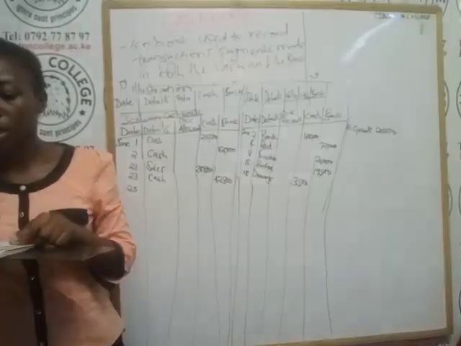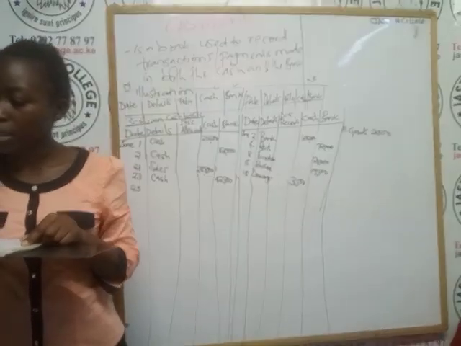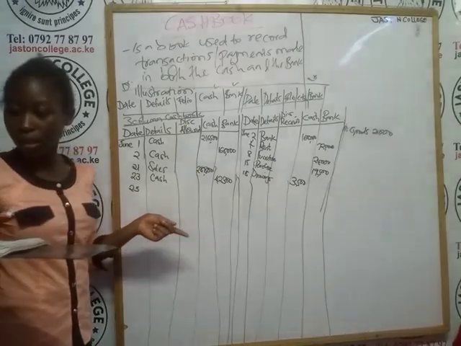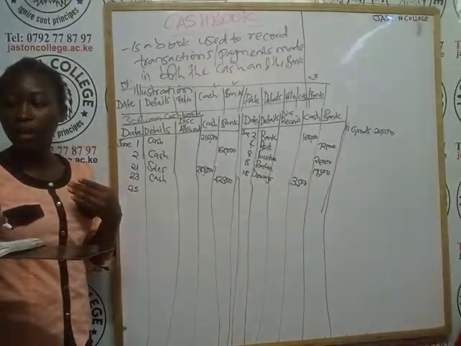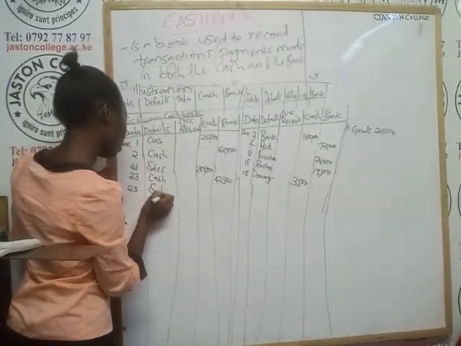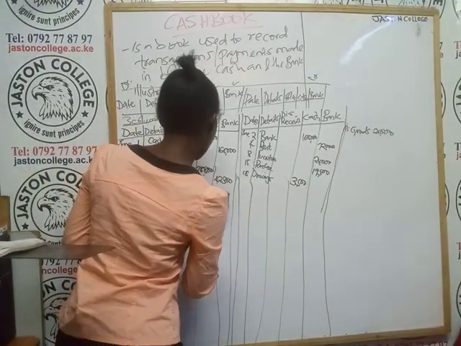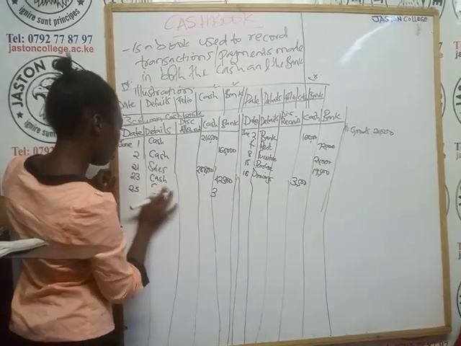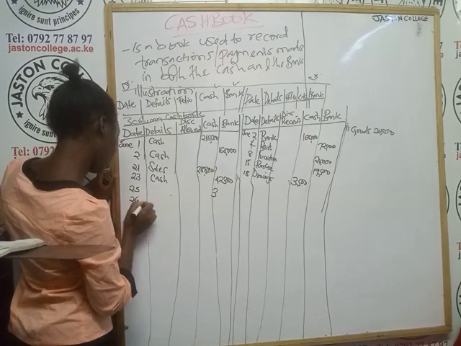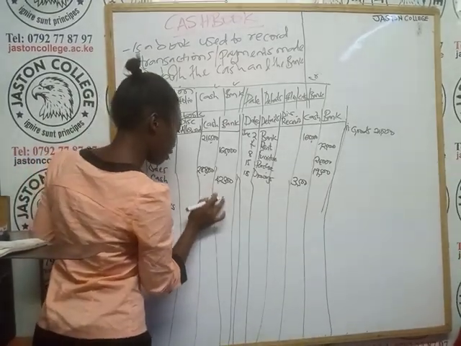On 26th, sold goods for 36,000, receiving payment by check. So we made sales and the amount was received by check. Because of sales, our bank account increased by 36,000.